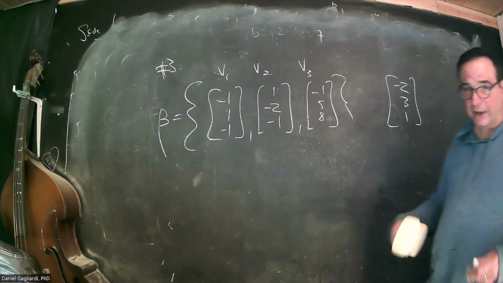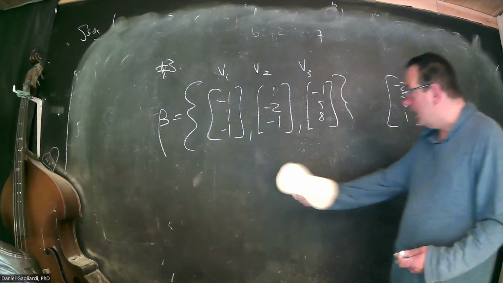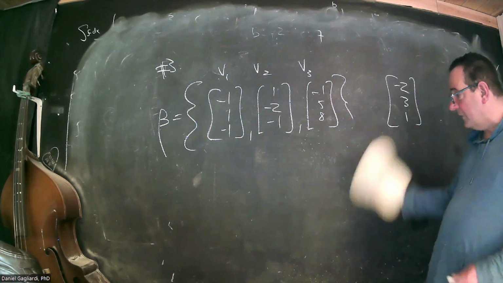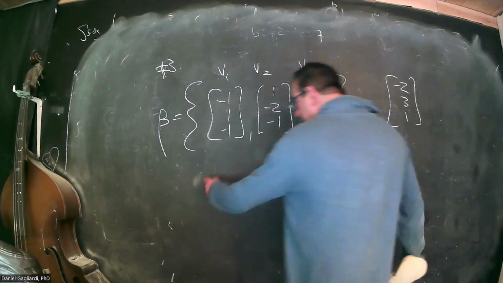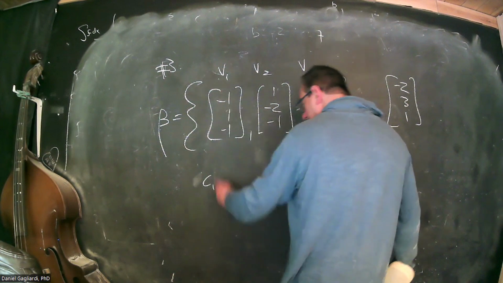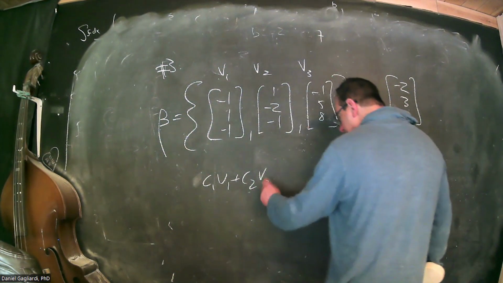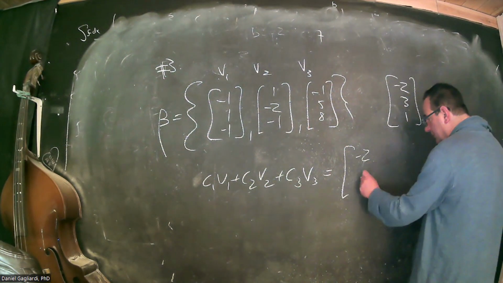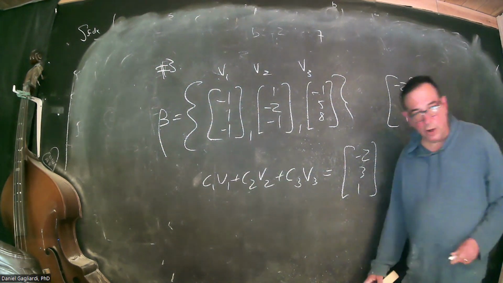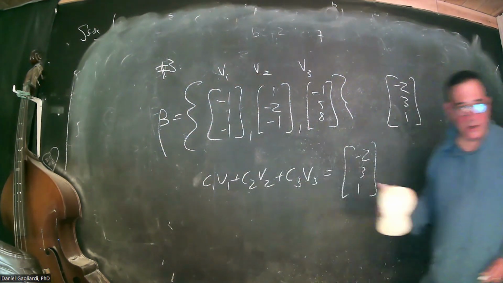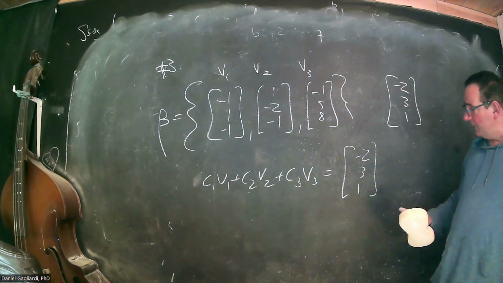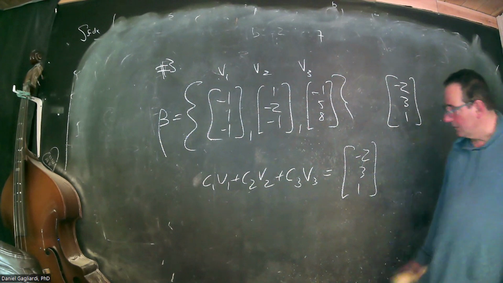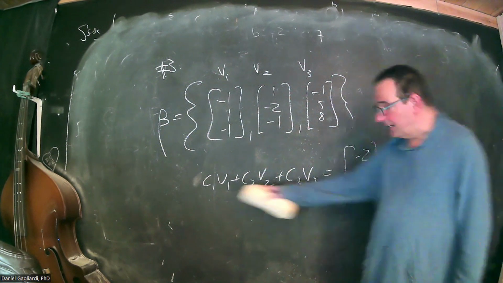All right, so we're going to set up pretty much the same kind of structure, only we're going to make an augmented matrix out of this and solve. Here's what it would look like: C1 times V1, plus C2 times V2, plus C3 times V3 equals our target, -2, 3, 1. Again, we know that C1, C2, C3 are going to exist and be well defined because we have a basis. So this is a vector equation.